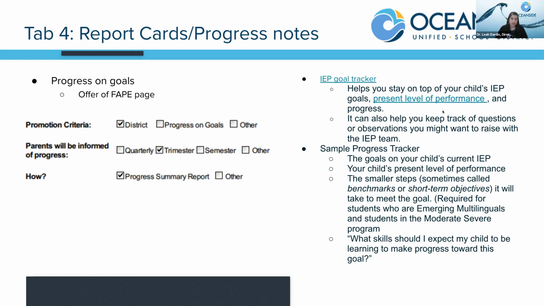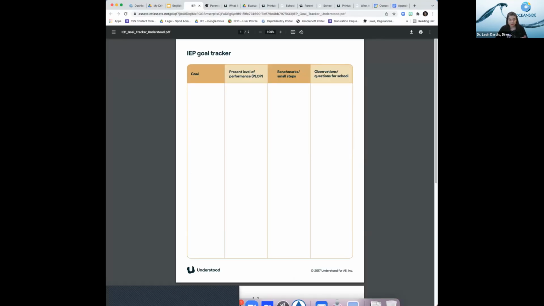So this IEP goal tracker, I mean, look at how simple it is. It's really just 4 columns. You could draw it up yourself and write it. You don't need to download it, but it tells you, here's the goal. Here's what we call the present level of performance, or PLOP, or really it's just what is the baseline? What are the small steps that would show progress? And what are your observations or questions for school?